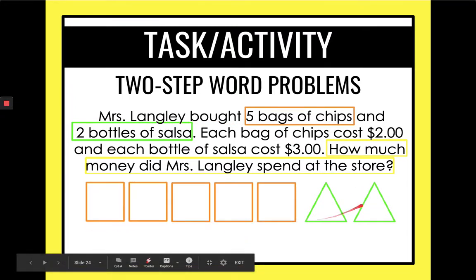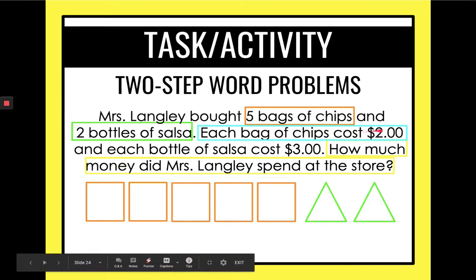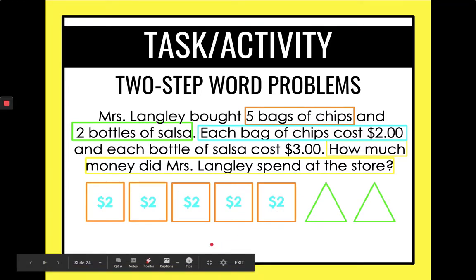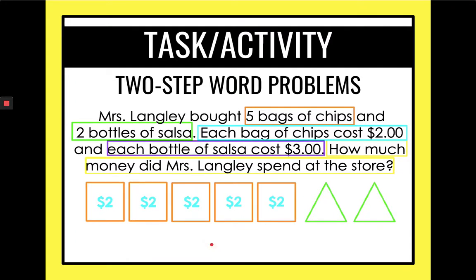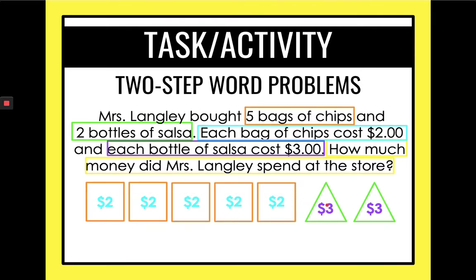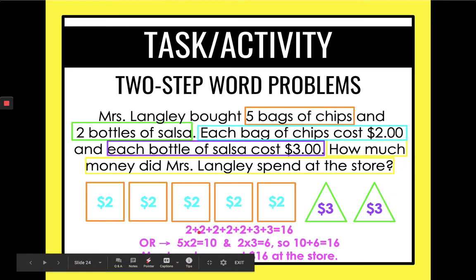So does that tell me what I need to know? Does it tell me how much money I spent at the store? No. So now I need to know that each bag of chips costs $2. So each one of these costs $2. And then each bottle of salsa costs $3. Now I know that all of my bags of chips were $2 each, and my bottles of salsa were $3 each.